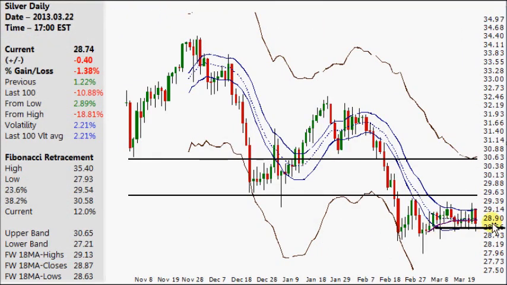And again, we're seeing this band just going sideways. I'm just now going to count the candles in here. 13, 14 days, so about 3 weeks of going sideways.